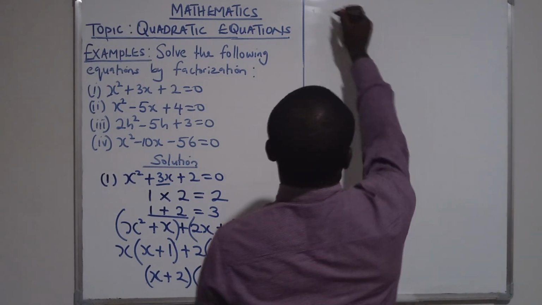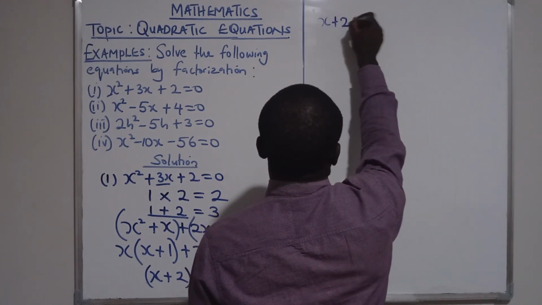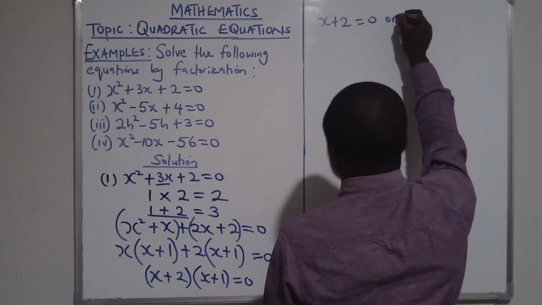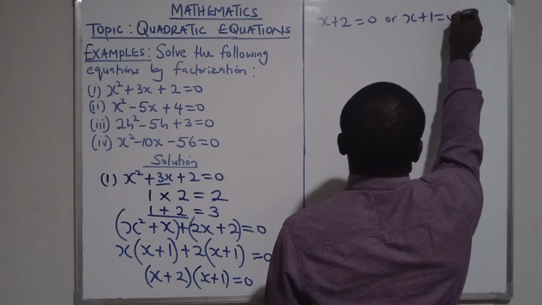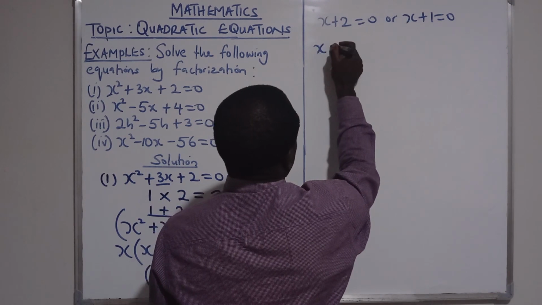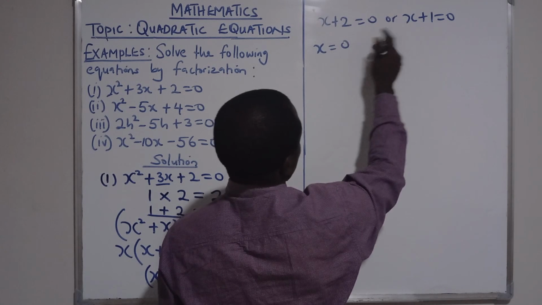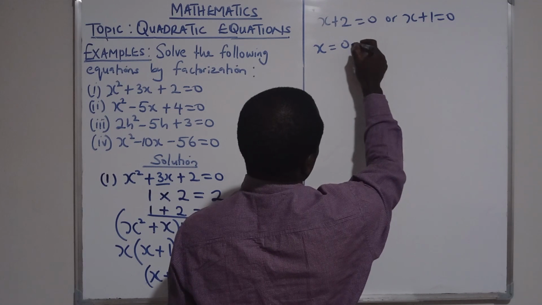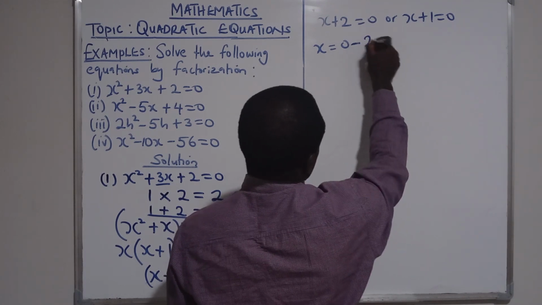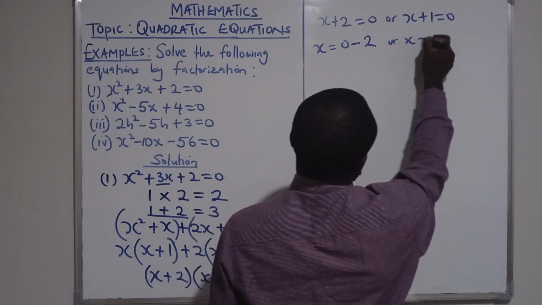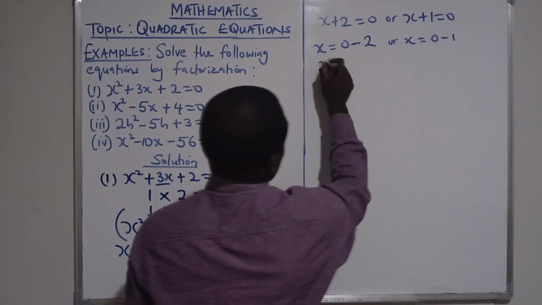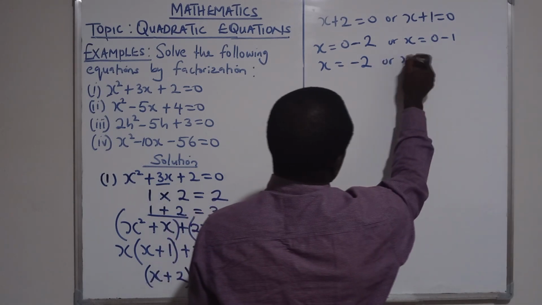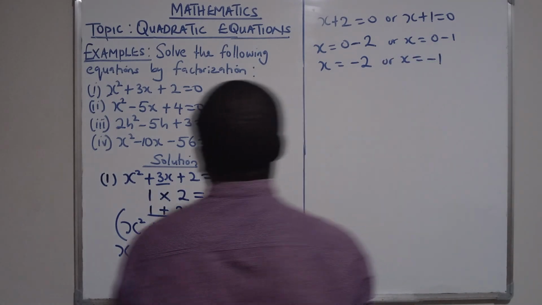You have to solve. You now say x plus 2 equals 0, you separate them, x plus 2 equals 0, or x plus 1 equals 0. Now x equals 0, when plus 2 crosses the equal sign to the right hand side, it becomes minus: 0 minus 2, or x equals 0 minus 1. x equals 0 minus 2 is minus 2, or x equals minus 1.